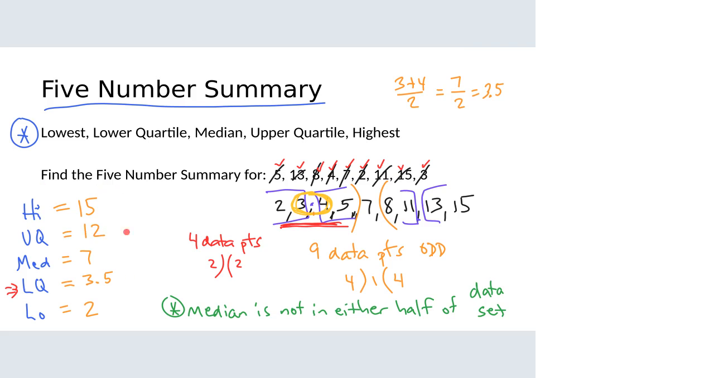And so our 5-number summary for this data set has a lowest value of 2, a lower quartile of 3.5, median of 7, upper quartile of 12, and the highest value is 15. Let me know if you have any questions on that before I have you try one.